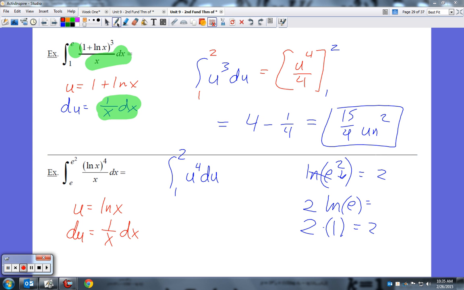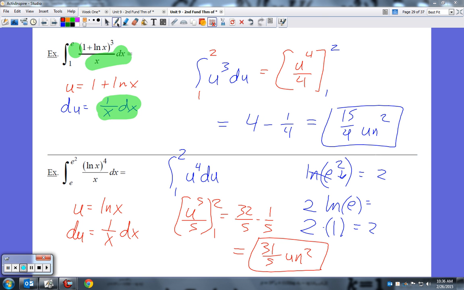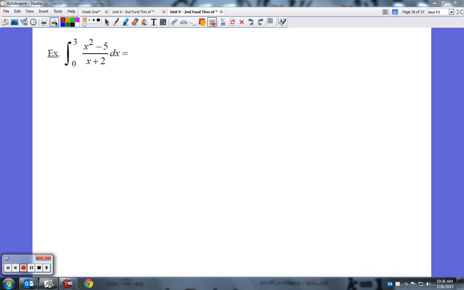Okay. My integral is u to the 5 over 5 from 1 to 2. So this is 2 to the 5th is 32 fifths minus 1 fifth. 31 fifths. Nice. 31 fifths units squared. You guys are getting this. Not too bad, right? They get a little bit involved. If anything, these are not the hard ones. The hard ones are inverse trigonometric functions like the arc tangents, the arc cosines, and we'll get to that soon.